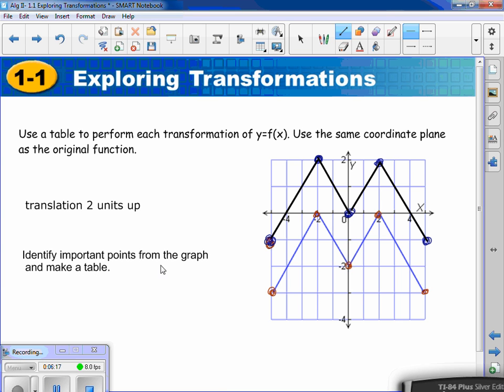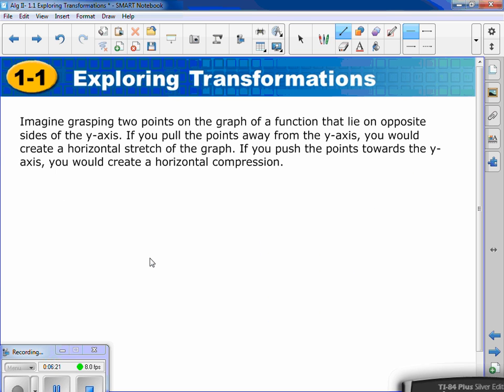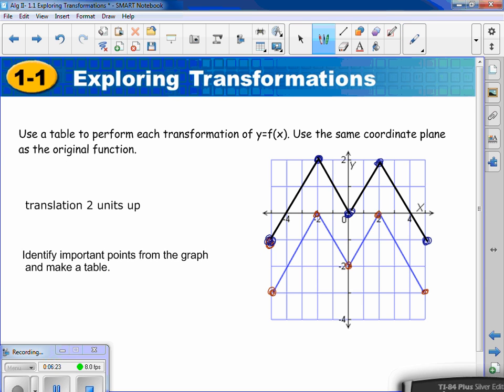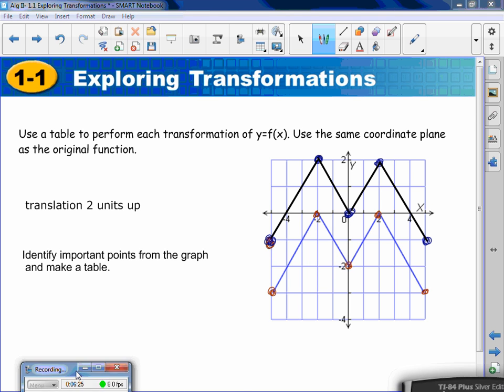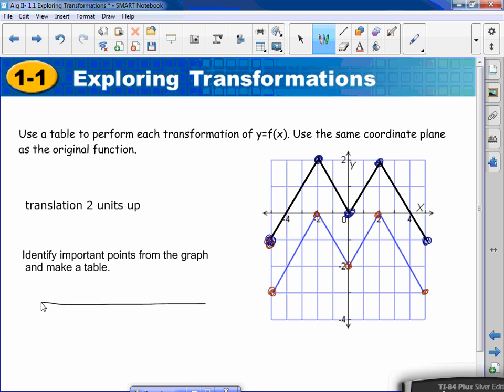You can do it by looking at the picture, but sometimes you have a table. I don't have the table. If you don't have the picture, we can make a table. My key points. This one here is -5, -3. This one here is -2, 0. This one here is 0, -2.